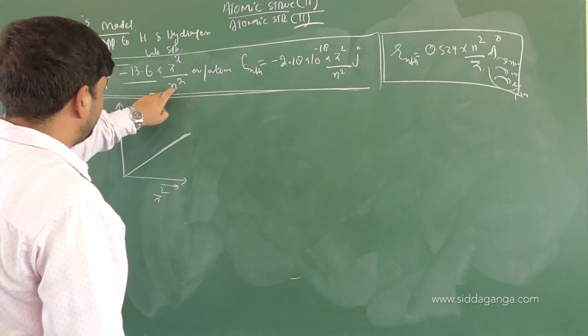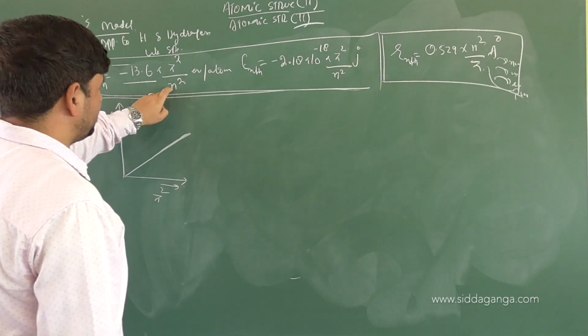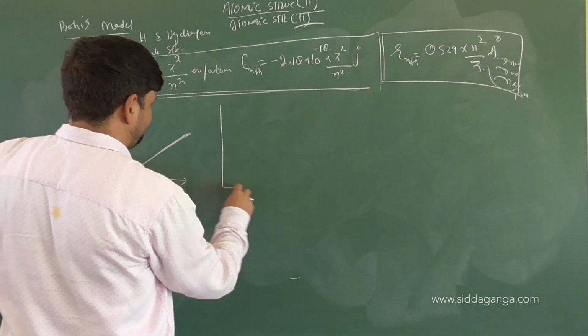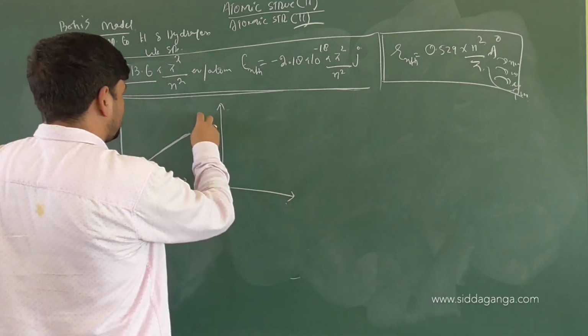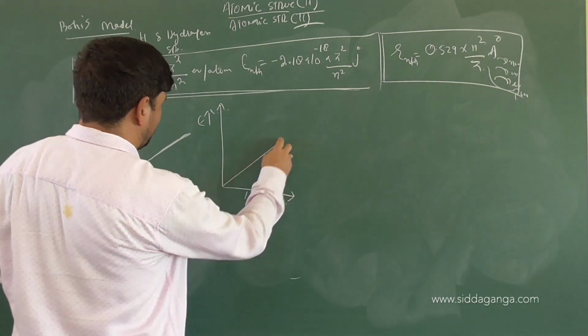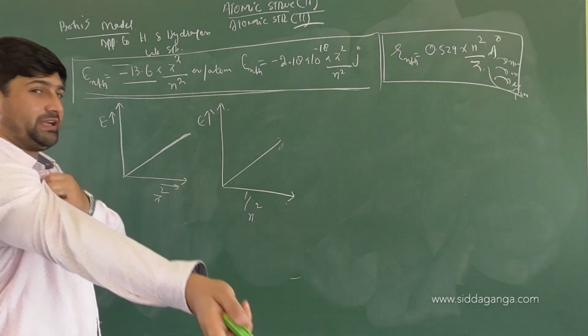What about with respect to n? For hydrogen atom, what is Z value? 1. So, with respect to n, what will be the graph? It will be energy with respect to 1 by n square. Again, it will be a straight line for us. So, all the graphs are coming into play as a straight line.